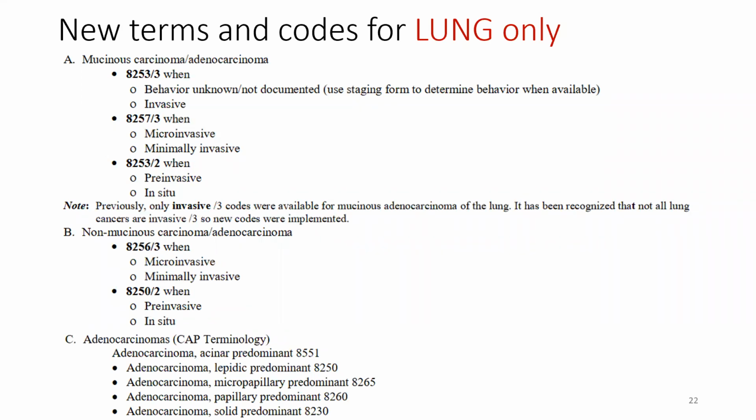So starting around page 167 in the manual, these are the new terms and codes for lung cancer. If they have a /2 behavior, that means it can only be used with this histology. If it has a /3 behavior, that means it can only be used with this histology. They are not interchangeable anymore. If you look down here, you can see the behavior is not listed on these histologies. That means it could be either a 2 or a 3.